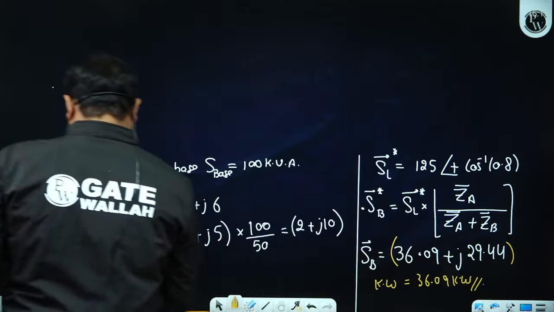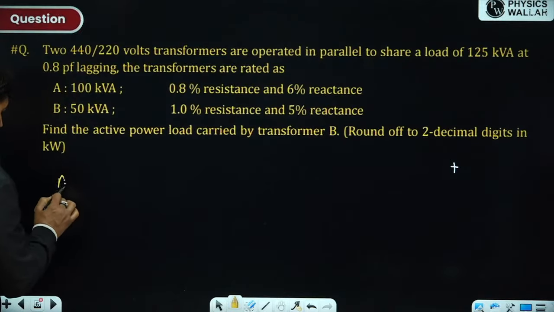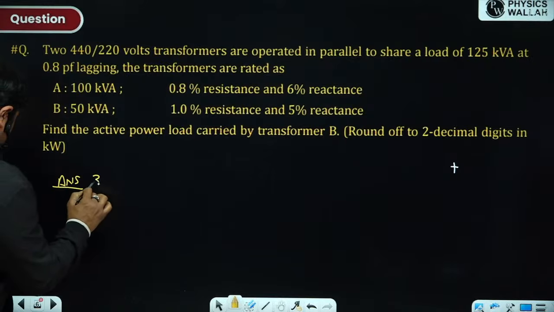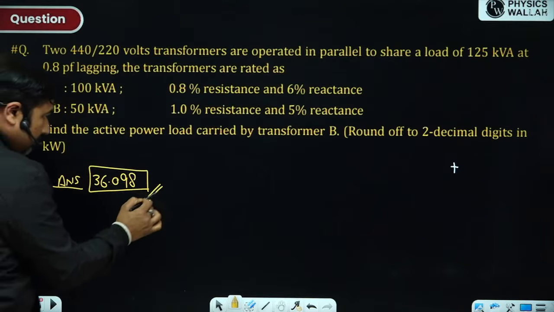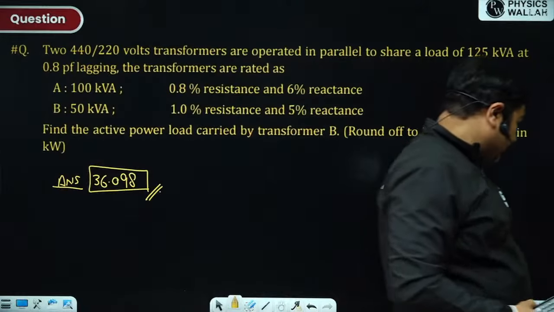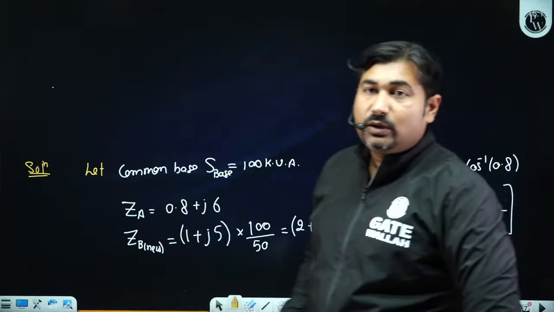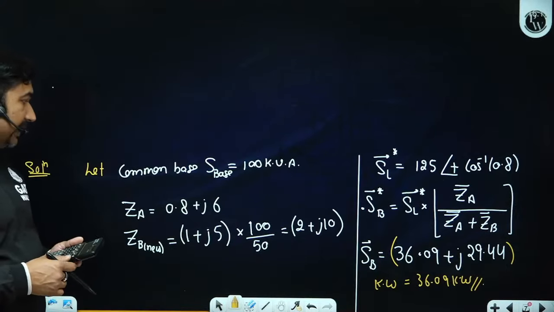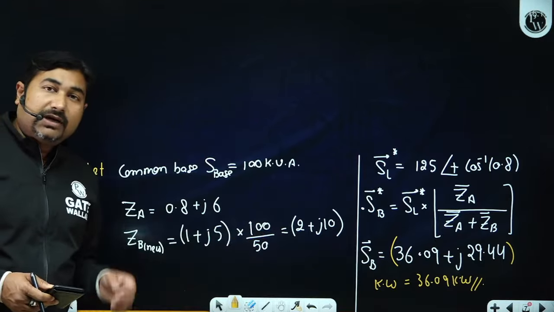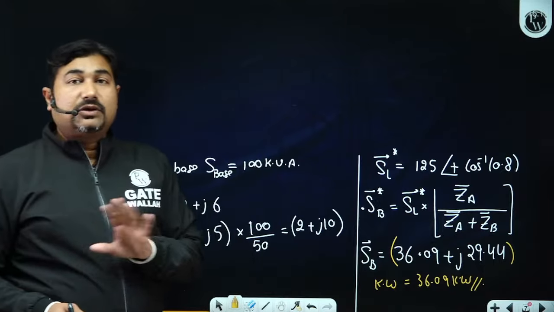Okay, so which one is correct? We have to find out the value. So the answer is 36.098. Kindly observe the calculation once again on your side. 66.27. No, beta, I think you haven't calculated by changing the base. We must choose the common base. If you are going with the same base, your answer is not correct.